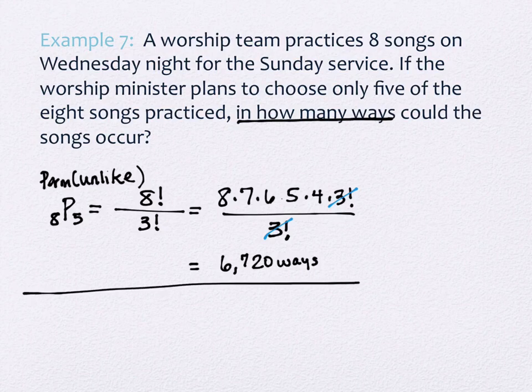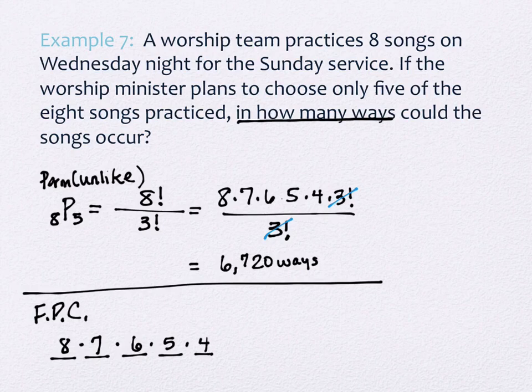Now, I also could do this problem with the fundamental principle of counting. I'm choosing 5 songs. How many songs do I have to pick from initially? 8. After that, how many do I have? 7. We're assuming we're not repeating songs. I think that makes sense in our context. And then I would have 6 and 5 and 4. Of course, that's the same list of numbers I did before. And it will result in the same 6,720 different ways that I could organize the songs in a worship set.